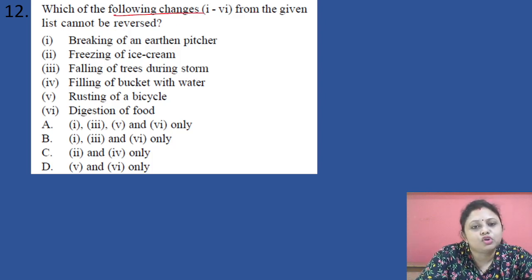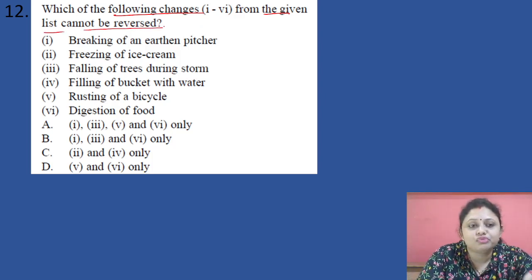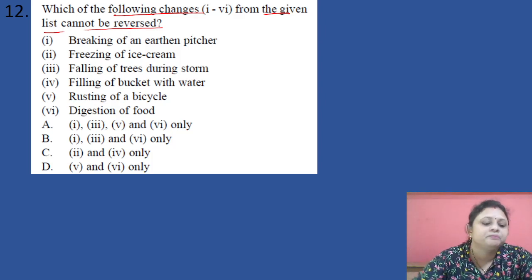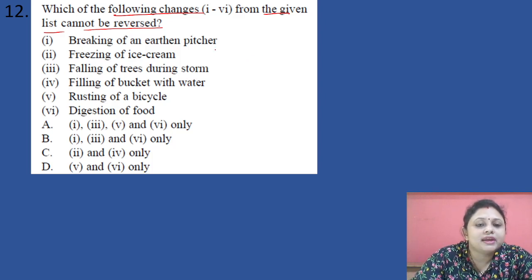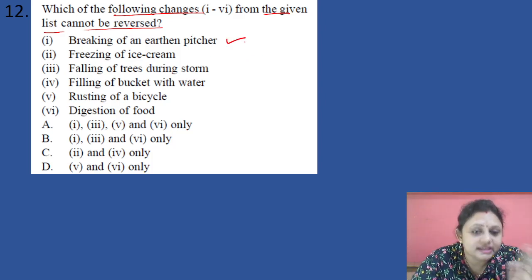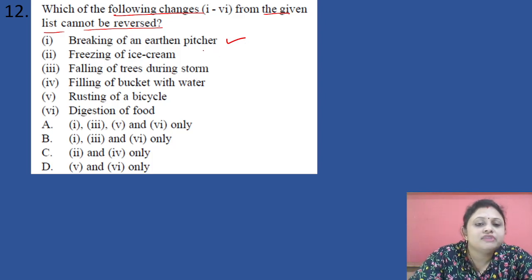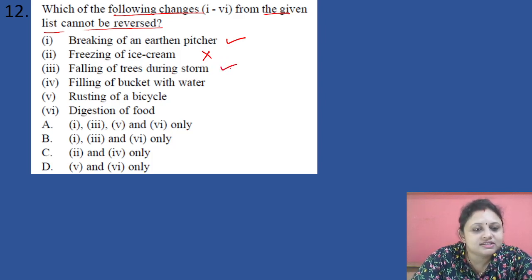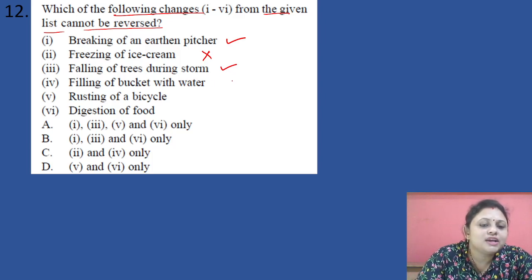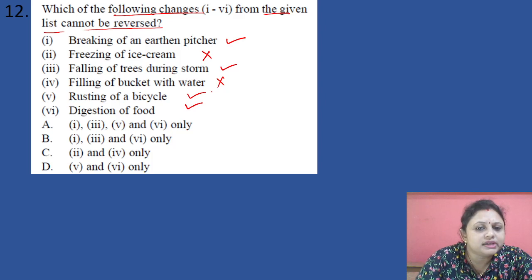So, which of the following changes from the given list cannot be reversed? That means we have to find out the irreversible process. Okay, irreversible change. So, coming to the first one, breaking of an earthen pitcher. Yes, it is an irreversible change. It cannot be reversed. Freezing of ice cream, we can reverse it. It is not irreversible. Then falling of trees during storm, it is irreversible. Okay, it cannot be reversed. Filling a bucket with water, it is reversible. Rusting of a bicycle, it is irreversible. Digestion of food, it is irreversible.